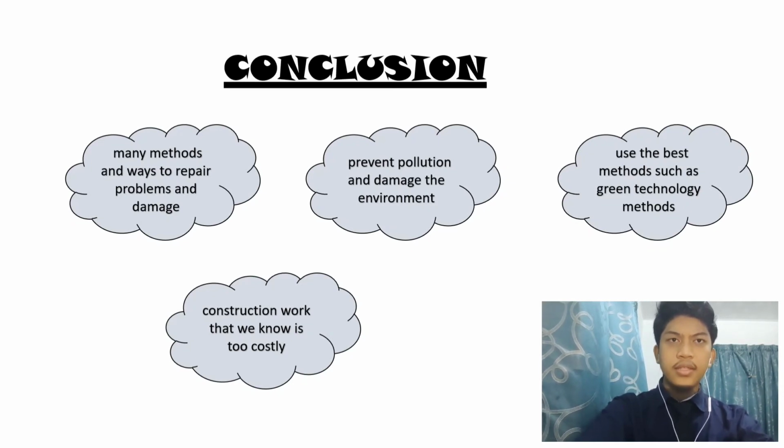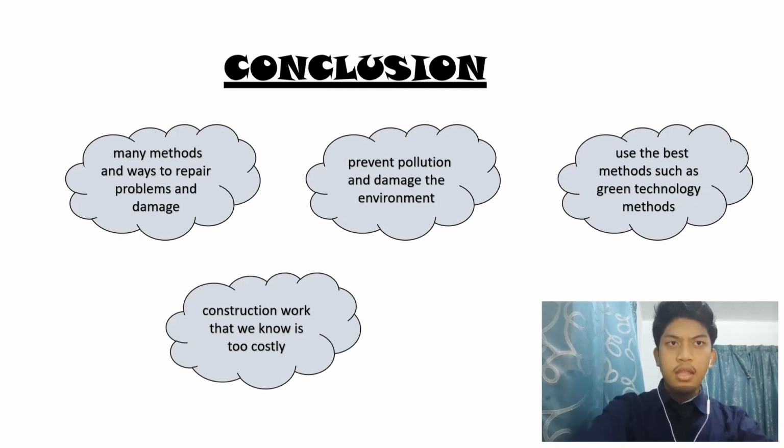We also learn new things where road construction work that we know is too costly it can be saved by using green technology based construction methods. Not only that, with these methods, we can also prevent pollution and damage the environment. There are many types of road damage that often occur nowadays. Things like this should not be allowed and taken lightly as it involves road users and will inconvenience the local community. Action to repair damaged roads should be taken immediately.